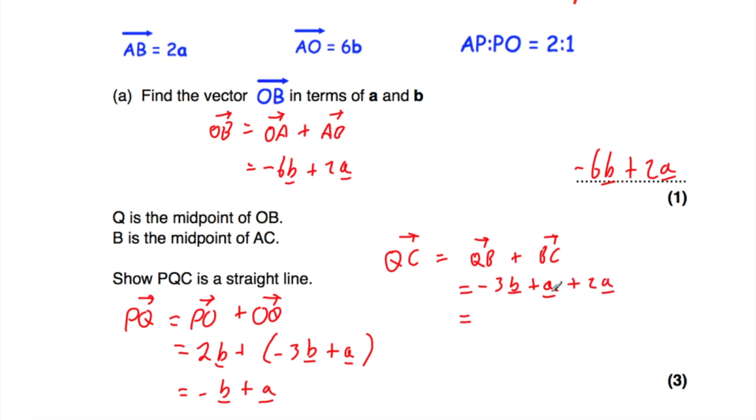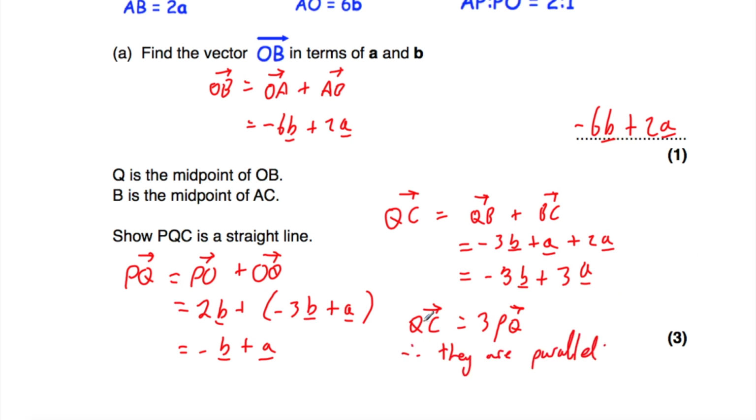And that means if we add these together, we're going to get minus 3B plus 3A. And that's fantastic because QC is 3 times PQ. So QC is equal to 3 times PQ, that this vector is 3 times this vector. So that means that they're parallel. And they both pass through Q. So if the two lines are parallel and both pass through Q, that means that PQC is a straight line.